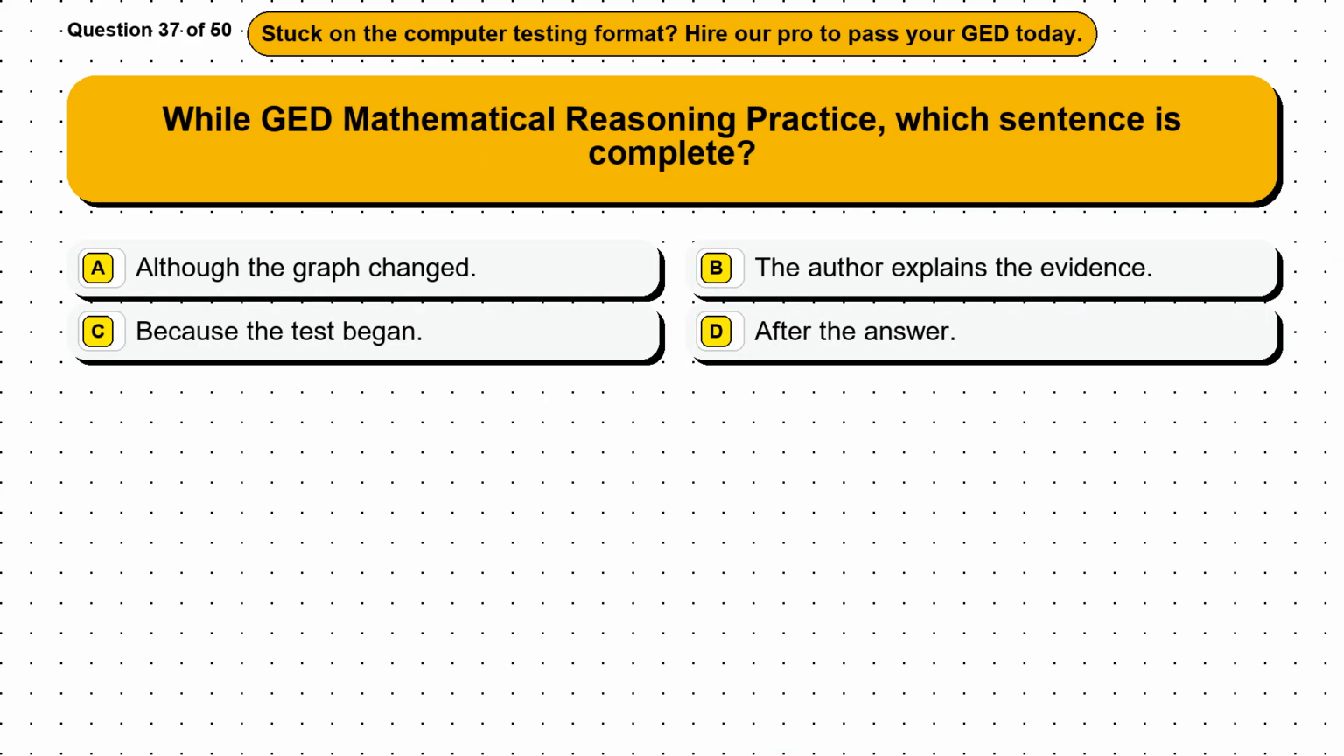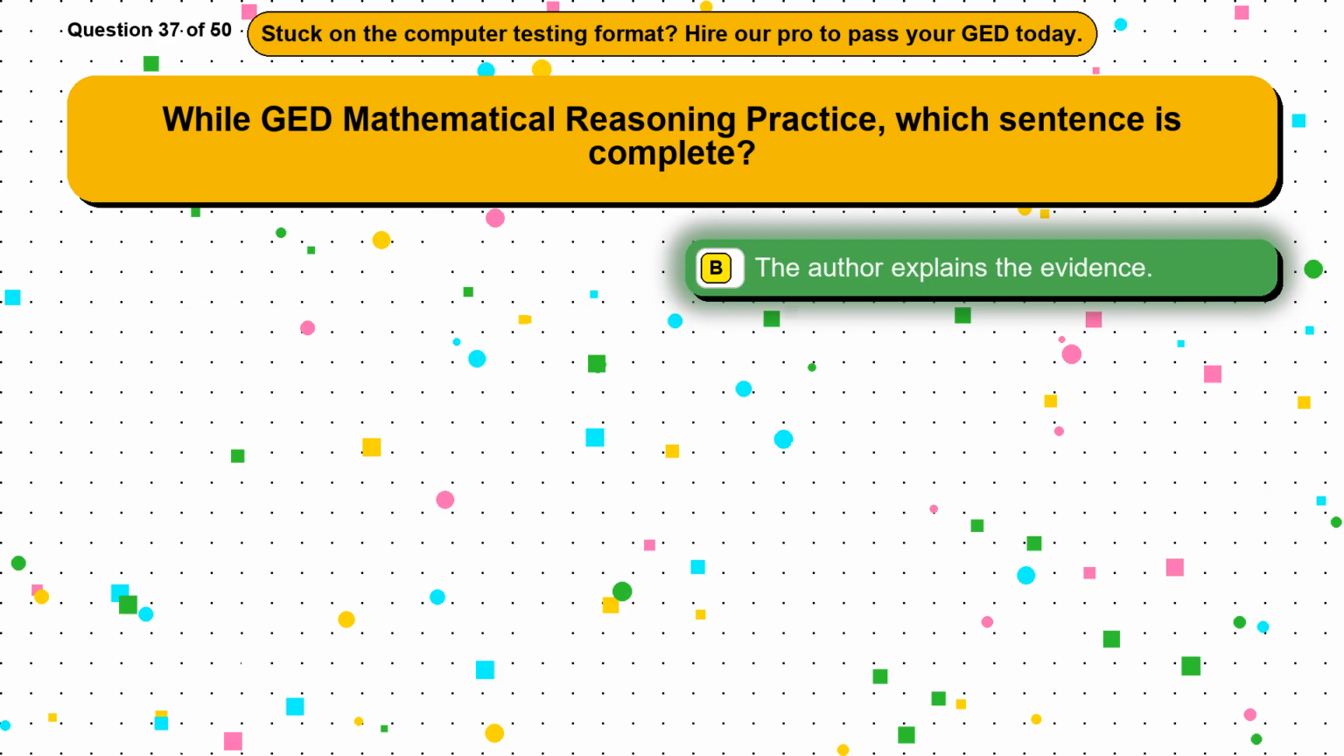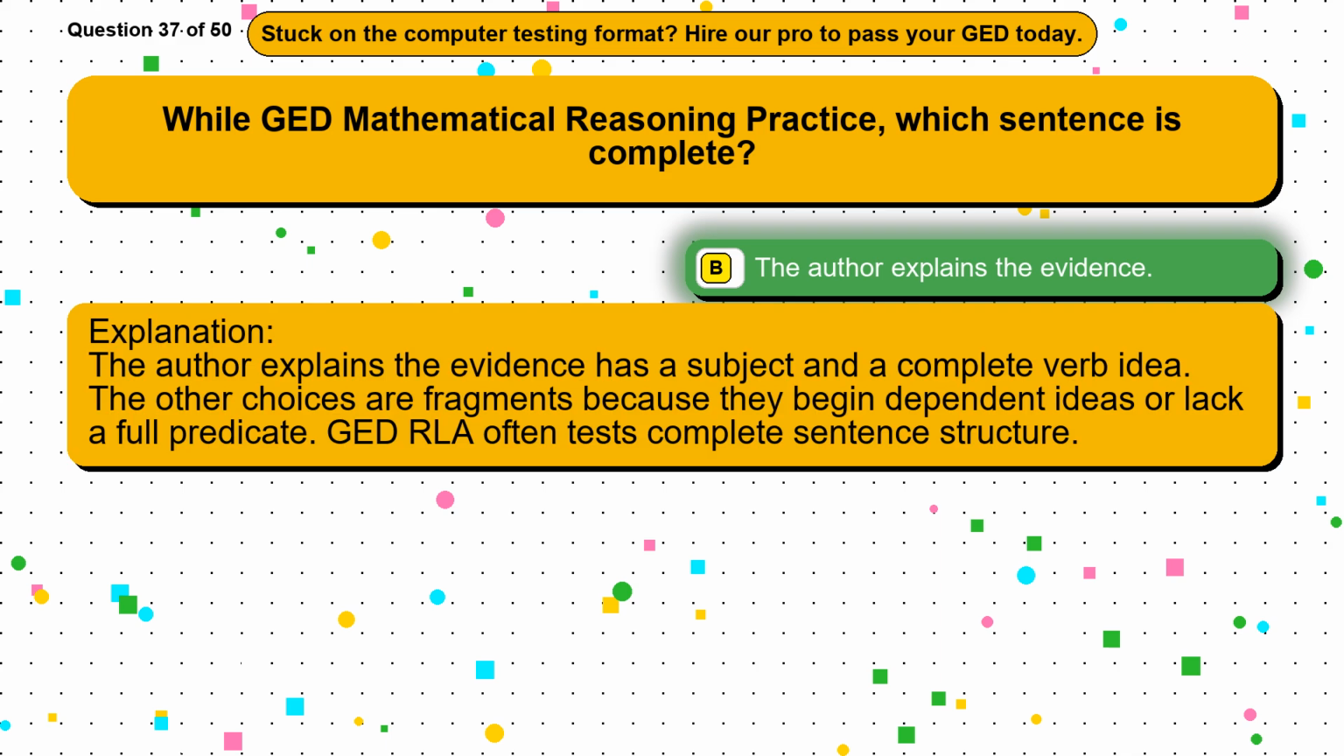Question 37. While GED Mathematical Reasoning Practice, which sentence is complete? Option A. Although the graph changed. Option B. The author explains the evidence. Option C. Because the test began. Option D. After the answer. The correct answer is option B. The author explains the evidence. The author explains the evidence has a subject and a complete verb idea. The other choices are fragments because they begin dependent ideas or lack a full predicate. GED RLA often tests complete sentence structure.